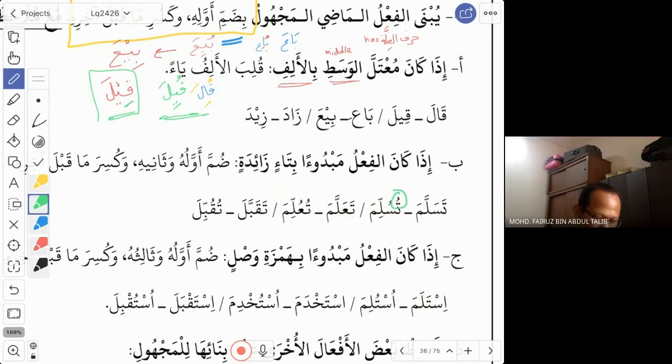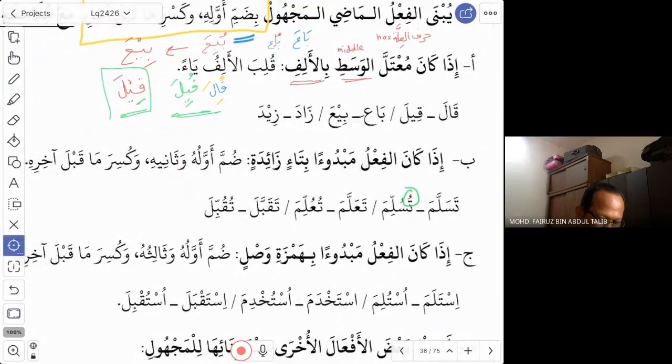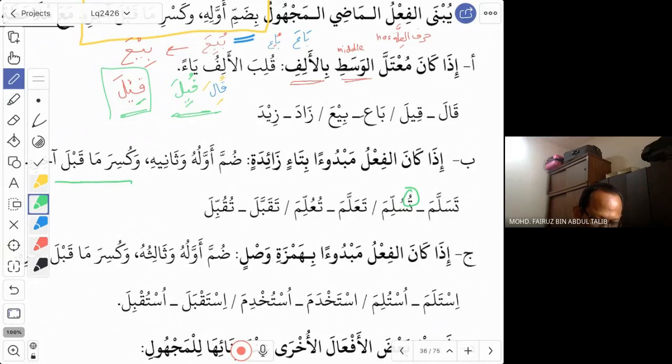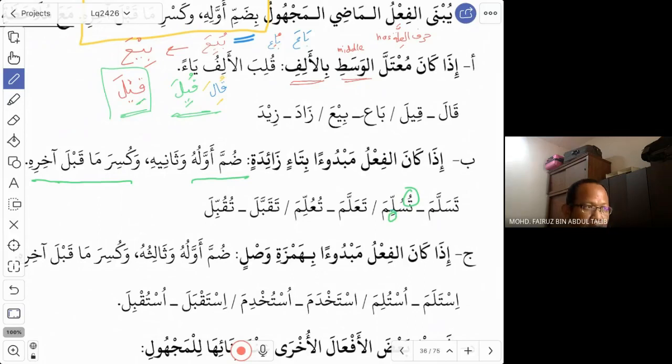Dumma awwaluhu. And we skip this part. We look at this: wa kusira ma qabla akhirihi. So we still have the same rule. Dumma awwaluhu wa kusira ma qabla akhirihi. And where is the one before the last letter? This letter la. Still the same rule is applied, but now the difference is that because this is not a 3-letter fi'il, we have this additional letter. You do not know how to read this one. Ta, you change to tu. La, you change to li.